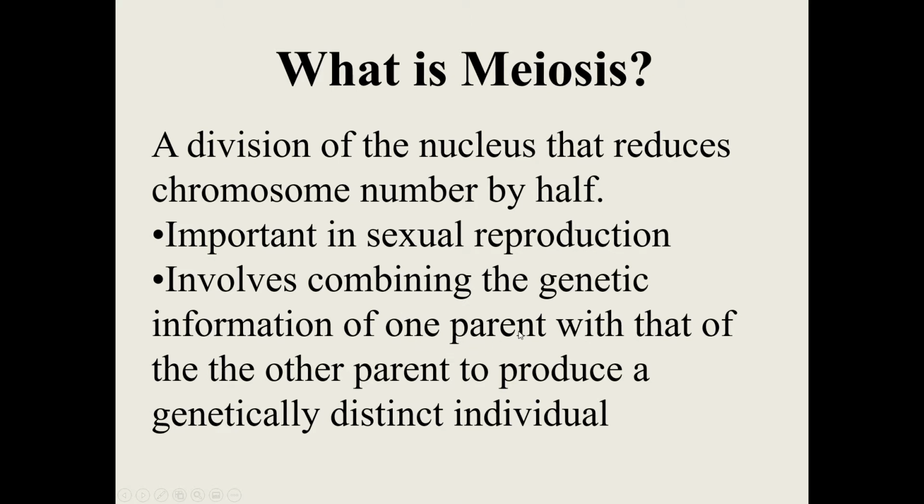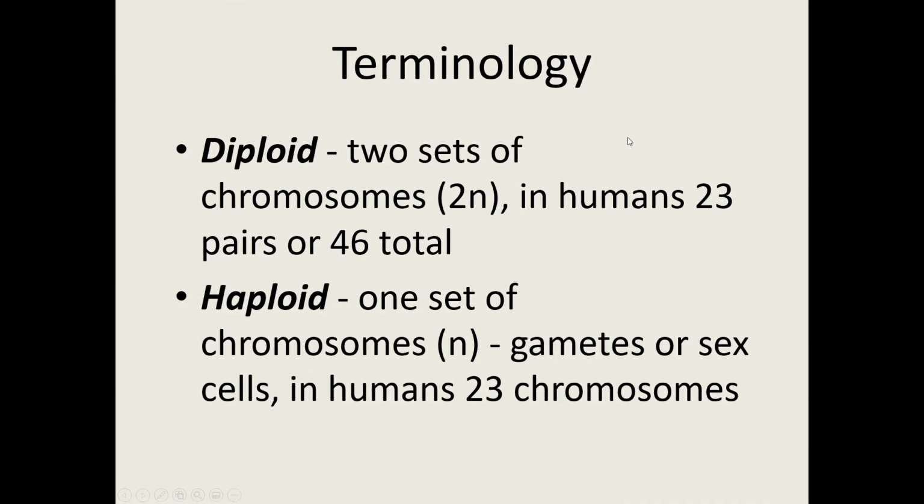This is important because it creates diversity in the species and keeps us healthier, safer, and allows us to change and adapt over time. Here's some terminology you're going to need to know. The first being diploid, and that's a cell that has two sets of chromosomes. Right? In humans, that would be 23 pairs or 46 total. And then there's a thing called a haploid, which has half that amount of chromosomes, so they only have the 23 in them, and that's what a sex cell is. It's a haploid cell. It only has half the information of a total human being.